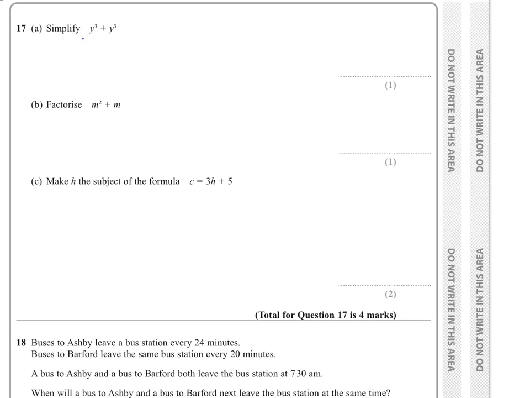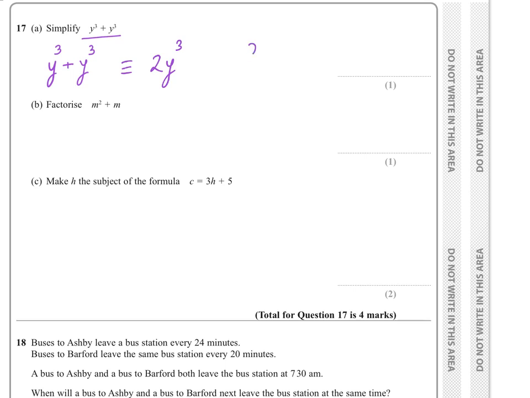Question 17. We've got to simplify y cubed plus another y cubed. Well, they both have the power 3, and the bases, i.e. what's being given to the power 3, are both y. So we have one of them and another of them, which is going to be 2 of them.